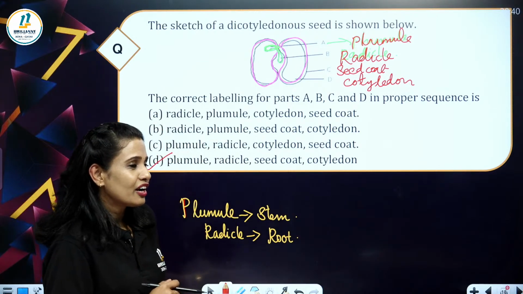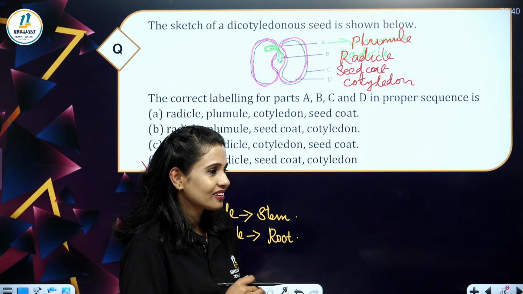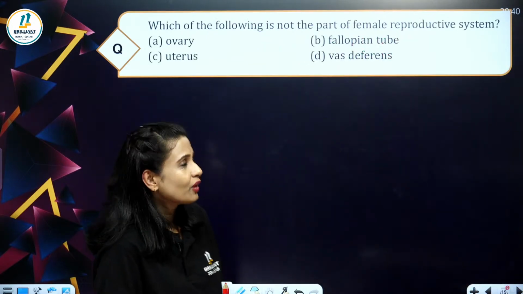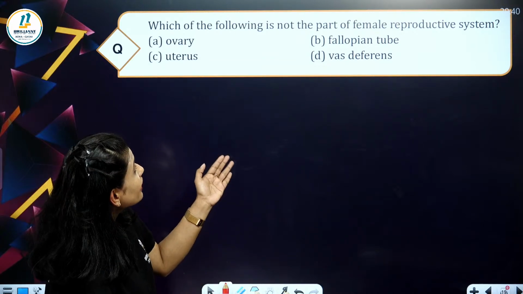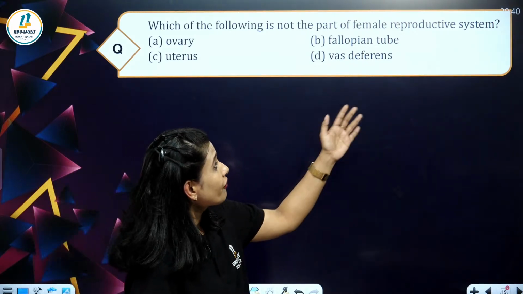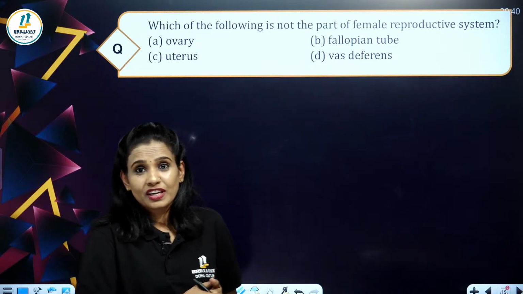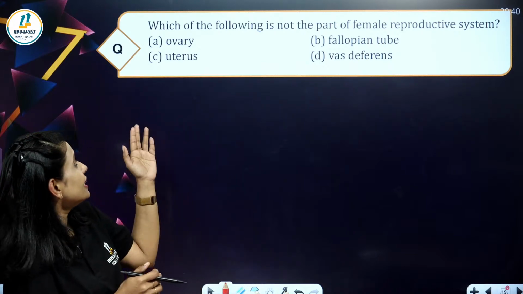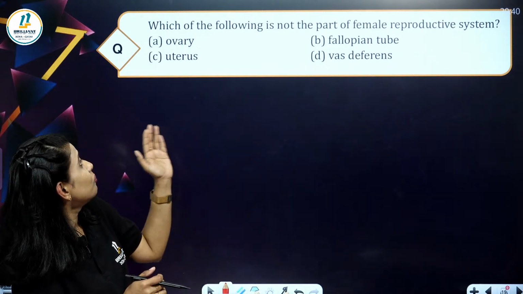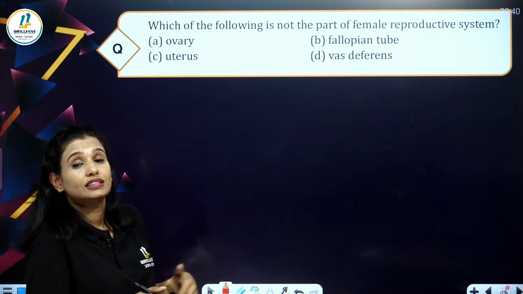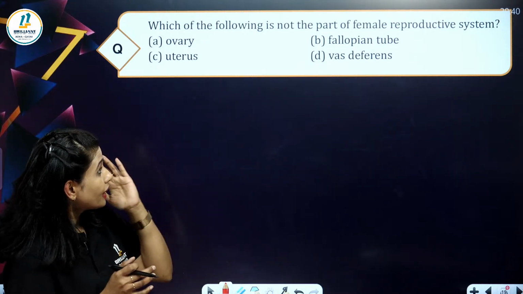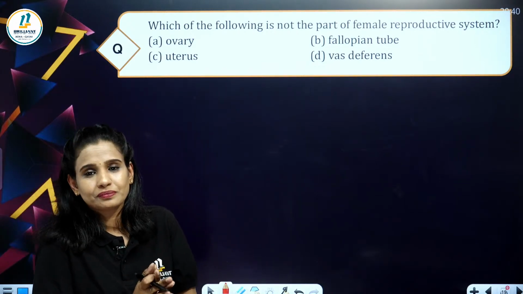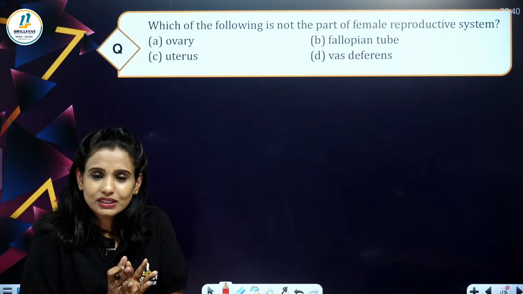Okay. Are you ready for the next question? Let's do the next question. Which of the following is not the part of female reproductive system? Here it is ovary, fallopian tube, uterus, vas deferens. It is very easy. Direct question.